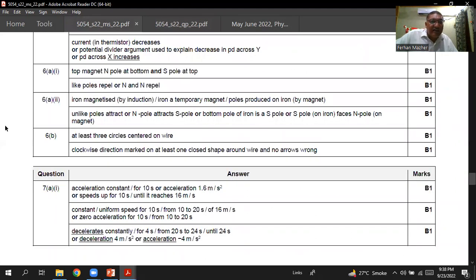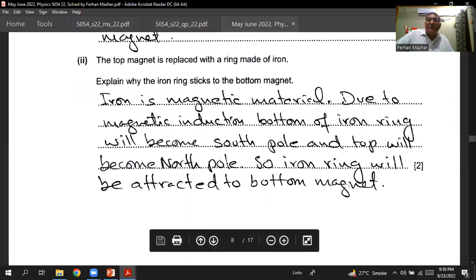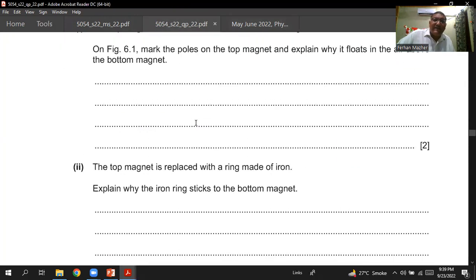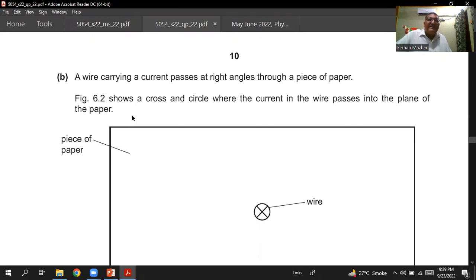So let's have a look at the marking scheme. Iron is magnetized by induction. Iron is a temporary magnet. Poles are produced in the iron by the magnet. Unlike poles attract. So the iron ring will be attracted to the bottom magnet because the north and the south attract. I hope you understand and you are able to write a better answer. These answers which I write, I try to write good answers, but my students can write a better answer. The top magnet, okay, we are done with this.